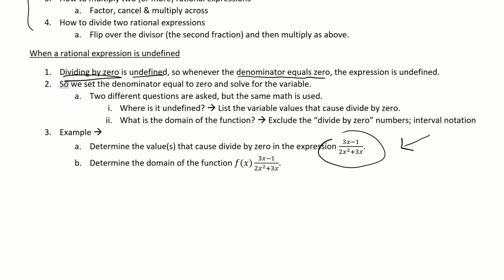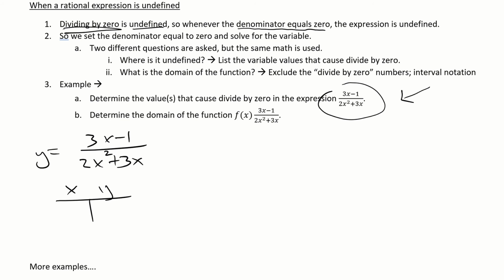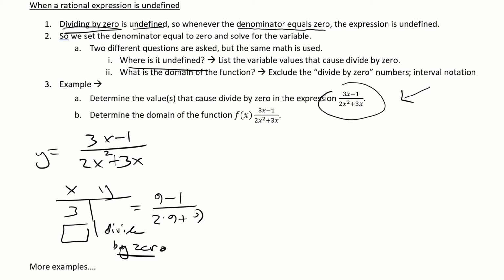Let's say we have a function, 3x minus 1 all over 2x squared plus 3x. Let's say that's y. We can find a whole bunch of ordered pairs as many as we want. We could just keep plugging numbers in, like 3, for instance, would give us 3 times 3 is 9, minus 1, all over 2 times 9 plus 9, whatever. But there are numbers that, when you plug them in, cause divide by 0. And that means, where is it undefined?